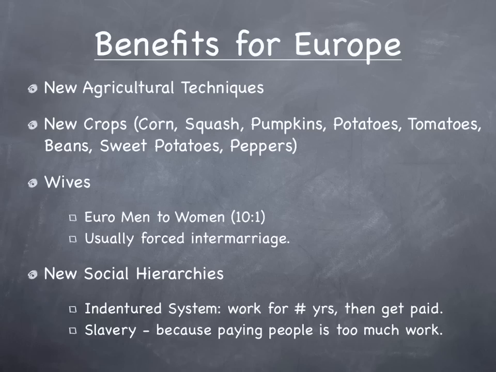And then two new social hierarchies emerge. Not exactly new, but become integral components to the system that will definitely change how people interact with each other for years to come. First off, we have the indentured system, which is basically you contract with a master to work for that person for a number of years, and then either that pays off your debt or you will get paid upon completion of work.